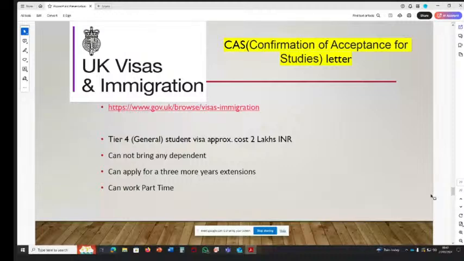Now it's time for visa understanding. So what is the visa? For UK Visas and Immigration, you need to apply for a visa. You need a confirmation of acceptance for the study.